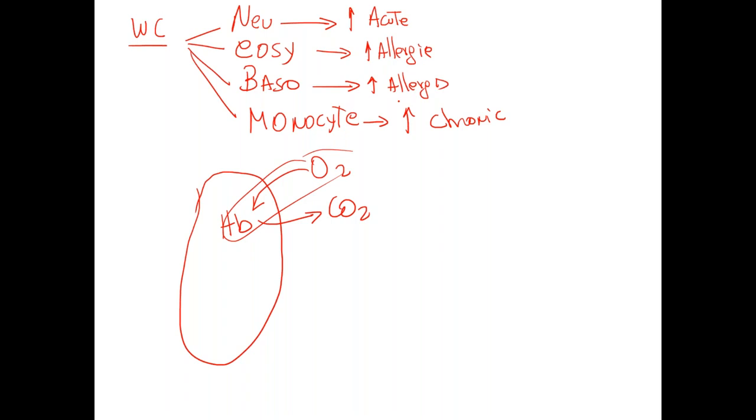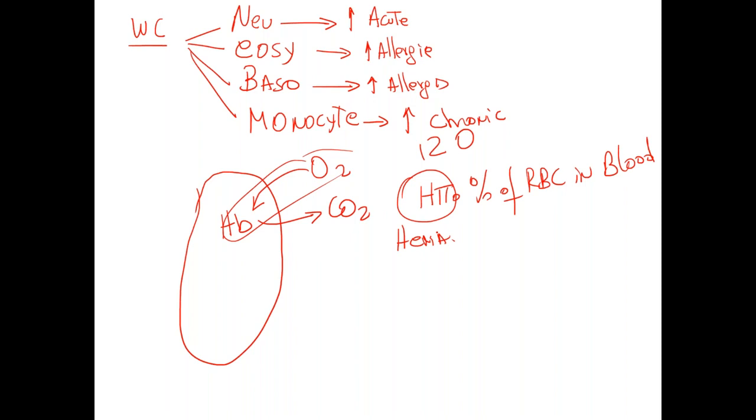What is the life span of the red blood cell? 120 days. Right, so what is hematocrit? Hematocrit is the percentage of red blood cells in blood. Right, so that is a simple description of what is hematocrit.